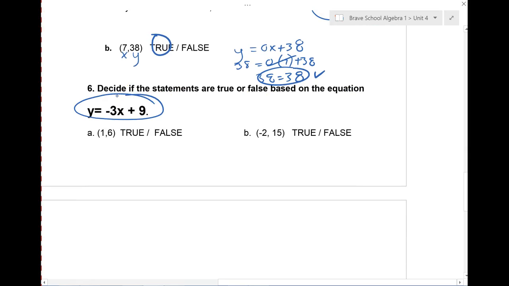Okay, last one. Here, you're given an equation. Not a word problem, just an equation. And all you have to do is make sure it's true. So I want you to go ahead and plug in these values, x and y, and see if it's true. Pause the video and then do it yourself.